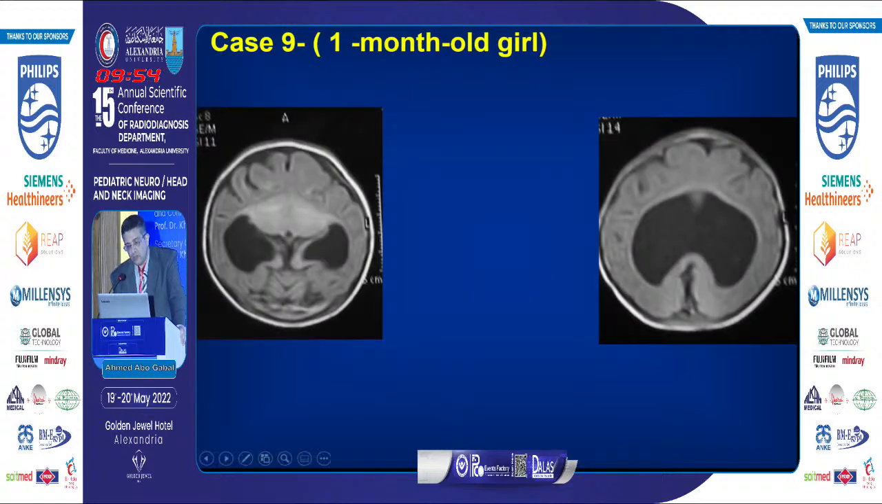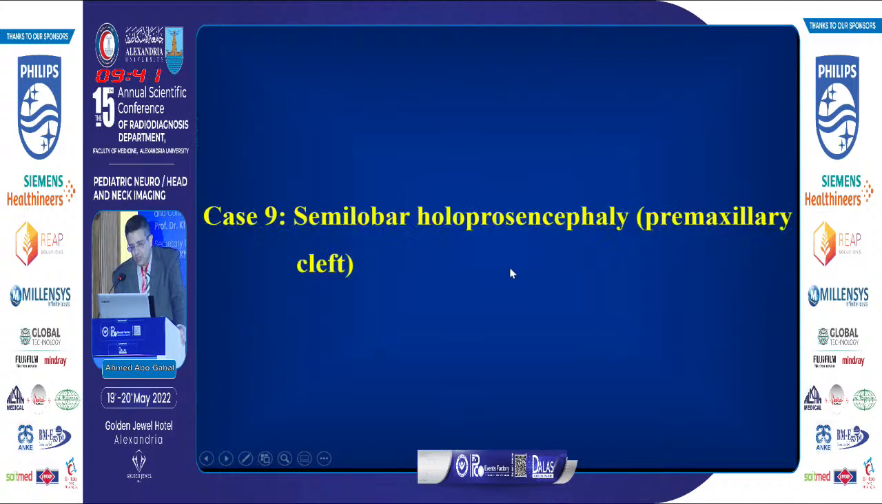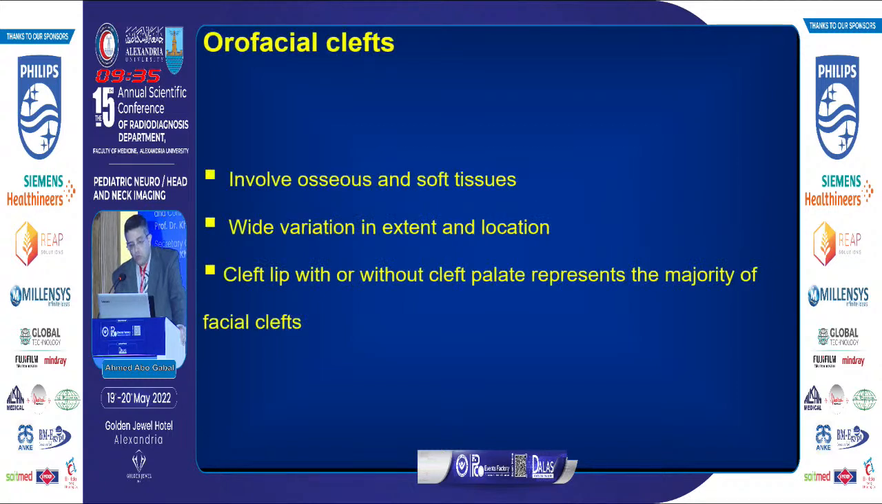So when I did an MRI, there is semilobar holoprosencephaly with fused thalami and frontal lobes, and there is a partial single monoventricle with partial development of the temporal and occipital horns. So this is facial cleft, premaxillary cleft with semilobar holoprosencephaly. Orofacial clefts involve osseous and soft tissues, with wide variation in extent and location.